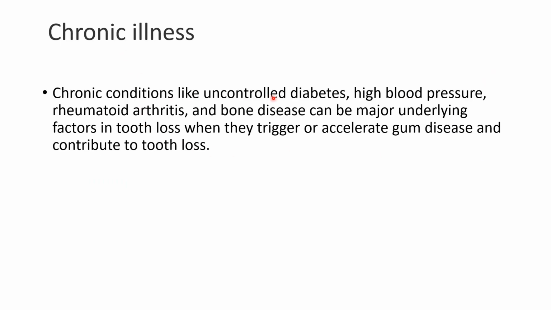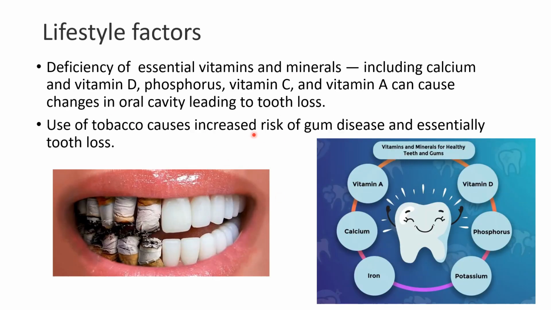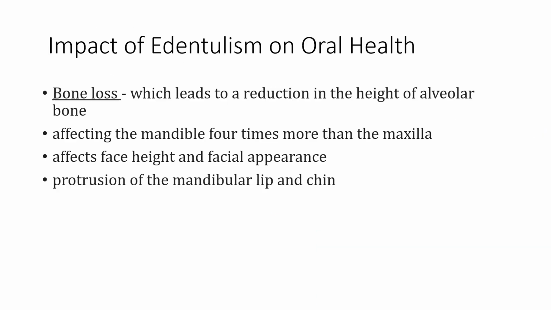Certain conditions like uncontrolled diabetes, high blood pressure, rheumatoid arthritis, bone disease, etc., can trigger or accelerate gum disease and cause tooth loss. Lifestyle factors like deficiency of essential vitamins and minerals, including vitamin A, D, calcium, phosphorus, potassium, iron, etc., can cause gum disease. Similarly, the use of tobacco can also cause tooth loss.